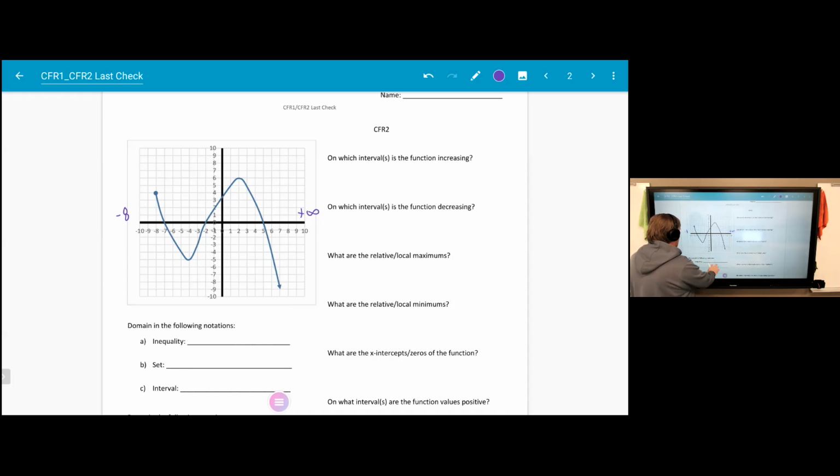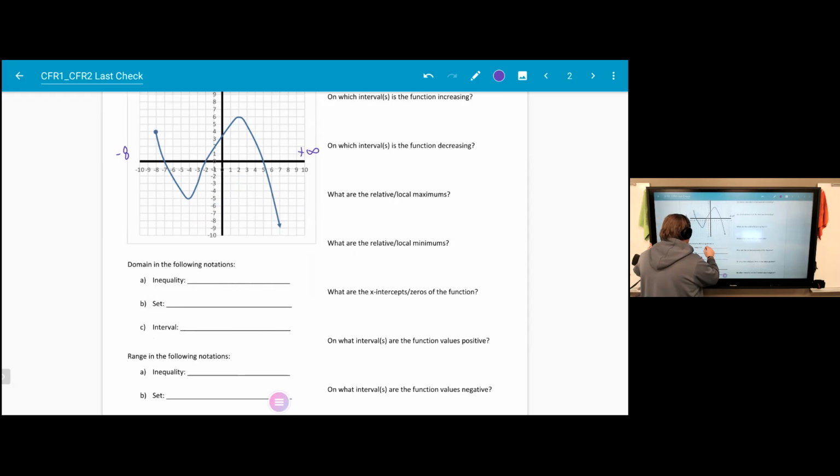I can write this a couple different ways for my domain. I can say -8 is less than or equal to x, which is less than positive infinity. Or the shorthand way to write this is x is greater than or equal to -8. And that's what I'm going to stick with for now. So in set notation, the set of all numbers in x such that x is greater than or equal to -8.